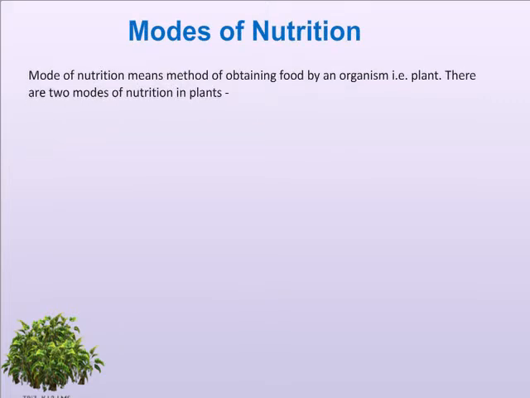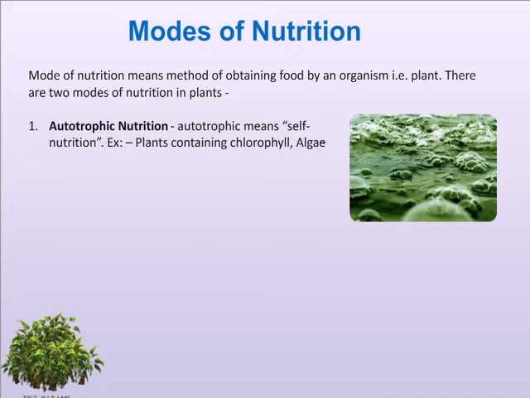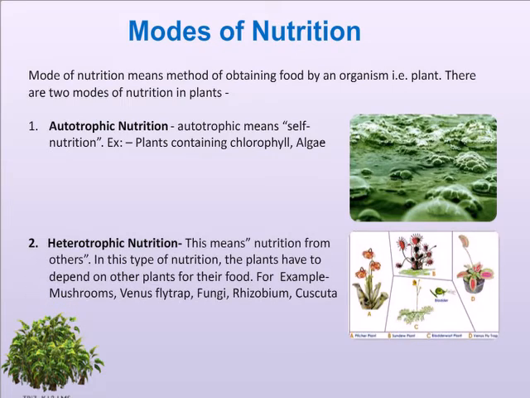Mode of nutrition means a method of obtaining food by an organism, that is, plant. There are 2 modes of nutrition in plants. Autotrophic nutrition. Autotrophic means self-nutrition. Example, plants containing chlorophyll or algae. Heterotrophic nutrition. This means nutrition from others. In this type of nutrition, the plants have to depend on other plants for their food. For example, mushrooms, Venus flytrap, fungi, rhizobium, cuscuta.